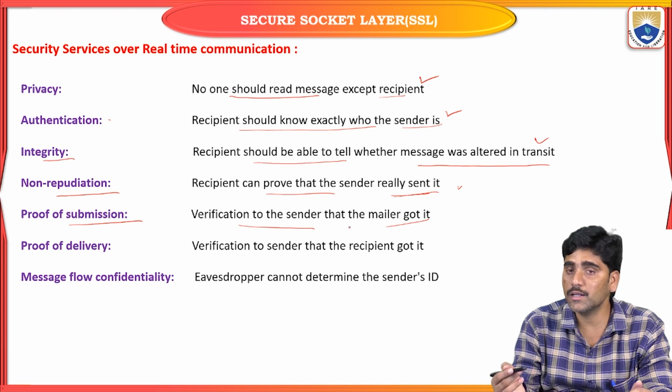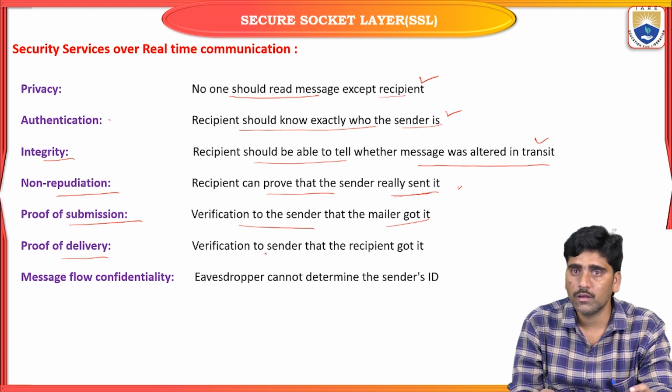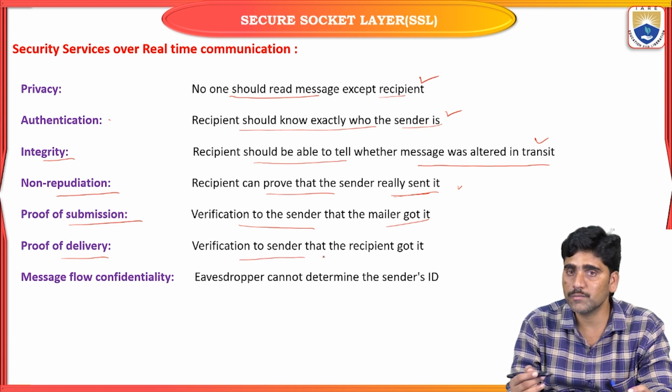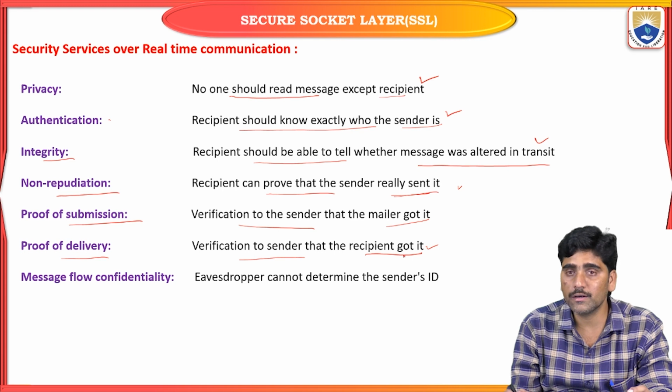Verification to the sender that the mailer got it, and a proof of delivery. So sent successfully, received successfully, delivered successfully. So all the verification messages: verification to the sender that the recipient got it.